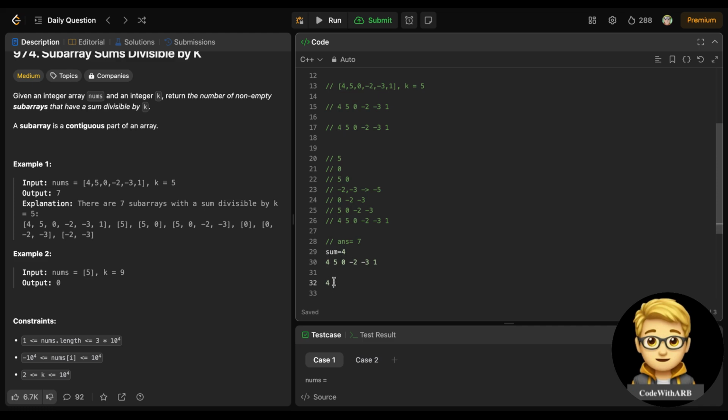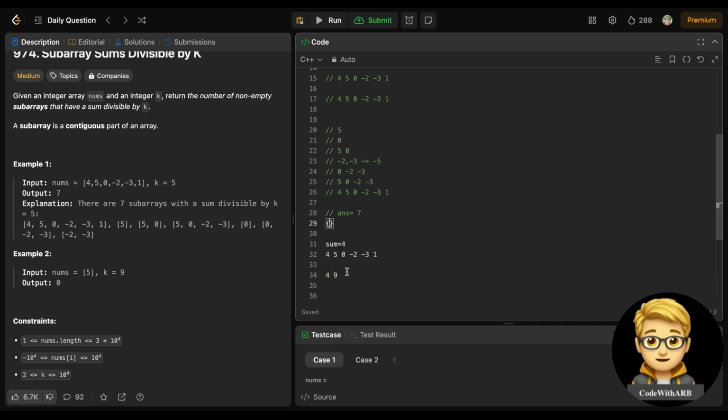Now again, after taking this 4, if I take the summation with 5, it becomes 9, right? Is this 9 divisible by 5 or not? No, it is not divisible by 5, because k is equal to 5 here. So we will see for k equals 5. This 9 is not divisible, but it is greater than this 5.